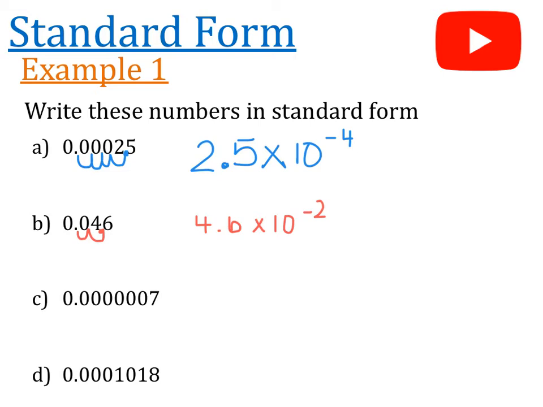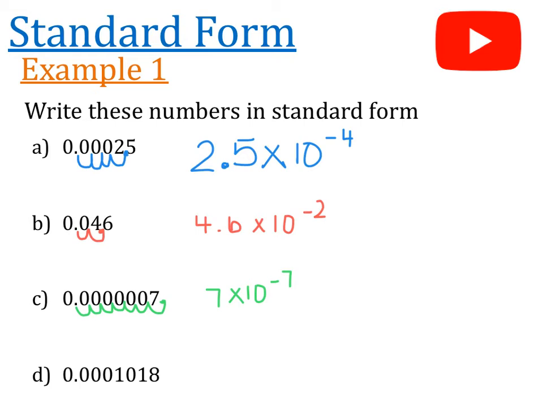All right, let's try this third example. So we've got 0.0000007. Now, if I was writing this out by myself, I'd probably forget one of those zeros. So I need to make the decimal go just after this 7. Let's see how many places it moves. 1, 2, 3, 4, 5, 6, 7. What a coincidence, 7. So we end up with 7 times 10 to the power of minus 7.